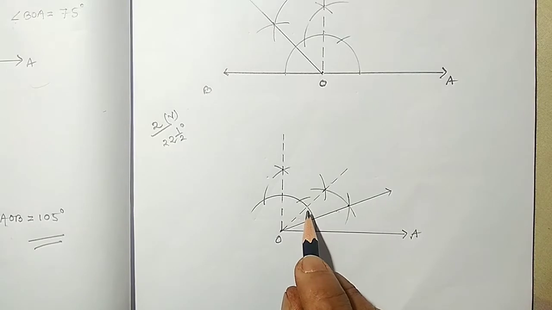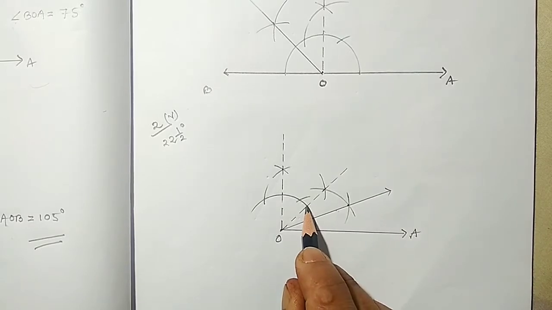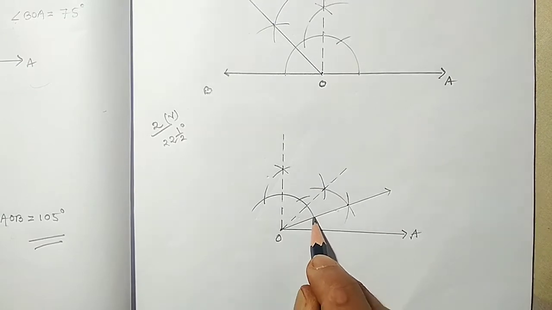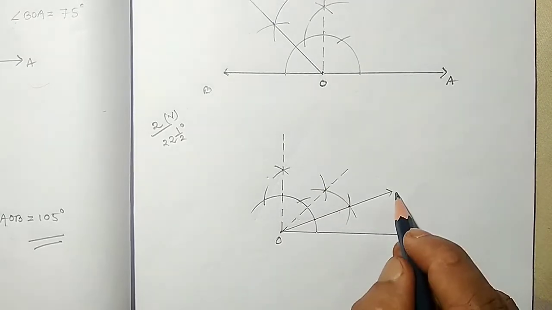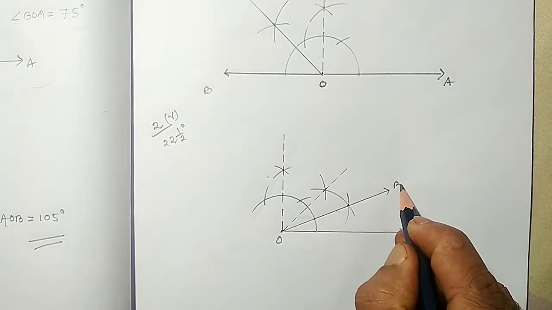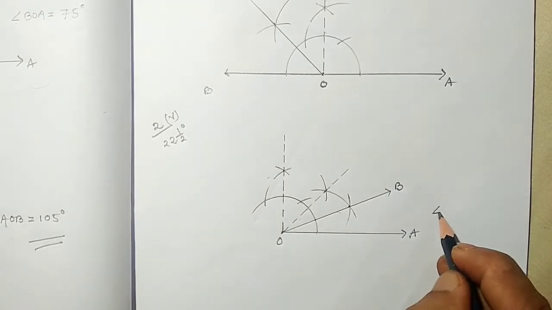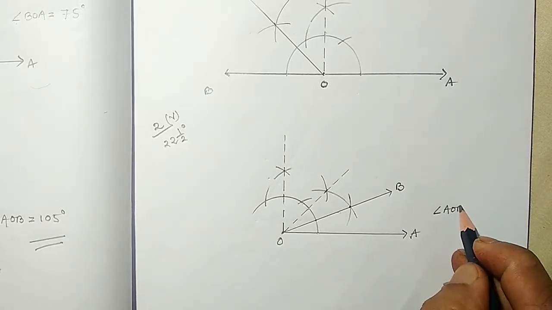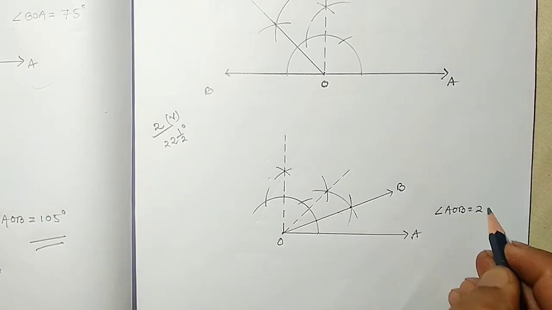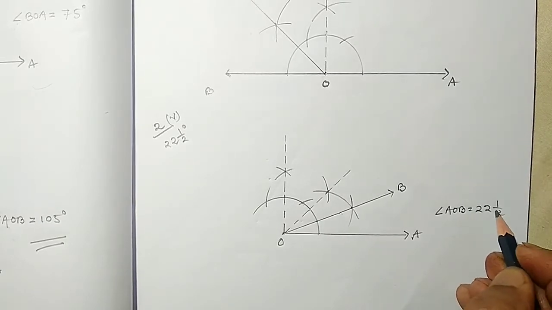I have bisected, so from here to this much, this angle is 45, and then again I have bisected, so from here to here, it should be 22.5. Let it be B, so I can write here angle AOB equals to 22.5 degrees.